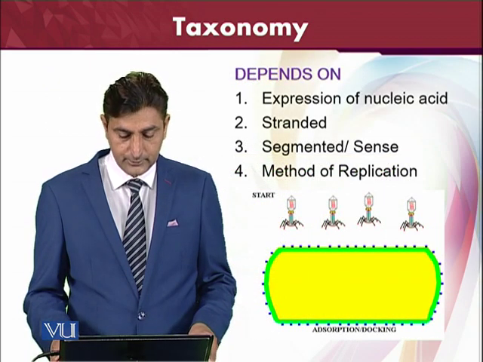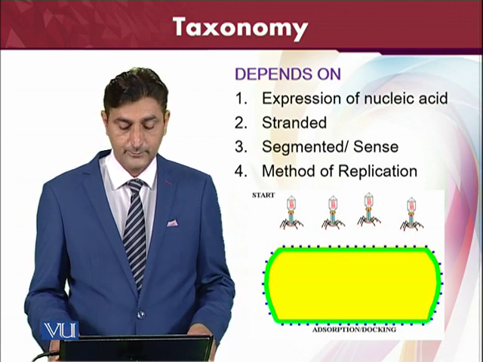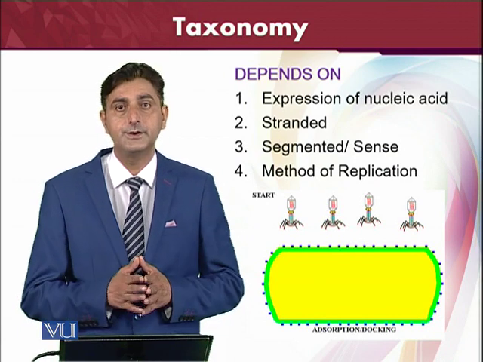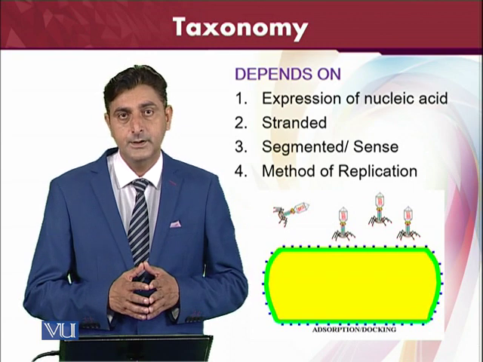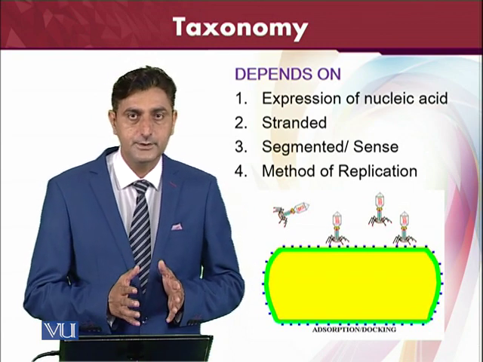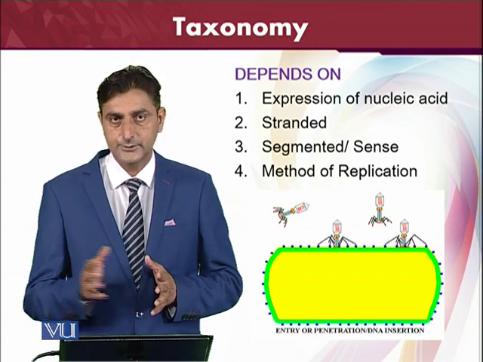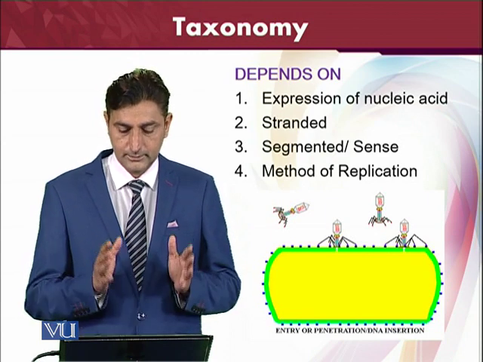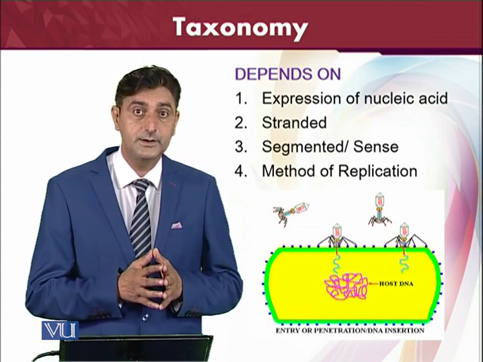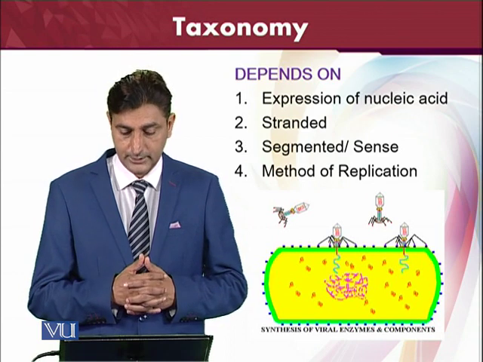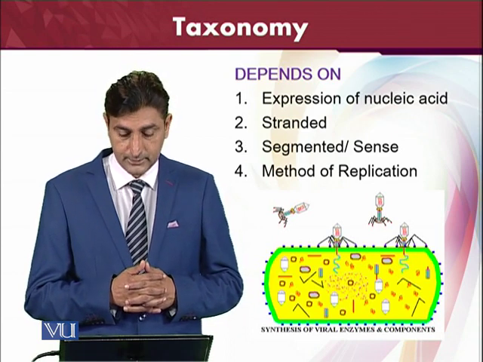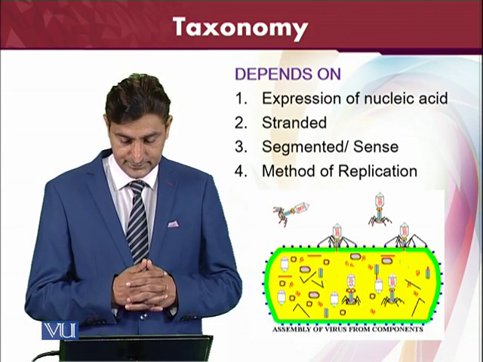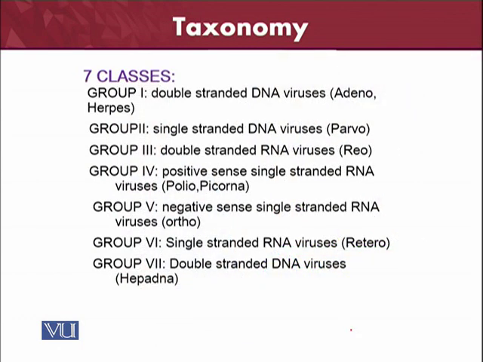It all depends on the expression of the nucleic acid, whether the nucleic acid is DNA or RNA, and then the DNA is single-stranded or double-stranded, or the RNA is single-stranded or double-stranded, whether they are negative sense or positive sense of DNA and RNA, segmented or not, and the mode of replication. As far as the Baltimore system of classification is concerned, we can divide the viruses into 7 different classes.